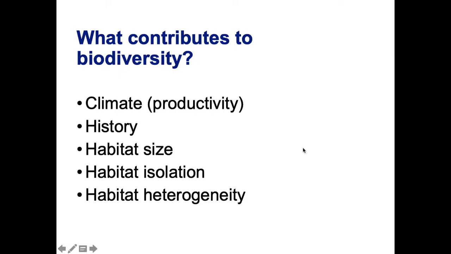So we want to think about what contributes to biodiversity. What makes a place have more biodiversity than another place? There are different things that all contribute to that: climate, the history of the area, the size of the habitat, how isolated the habitat is, and habitat heterogeneity, which I will describe in a little bit.